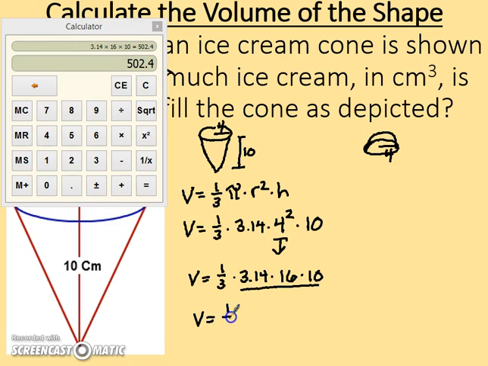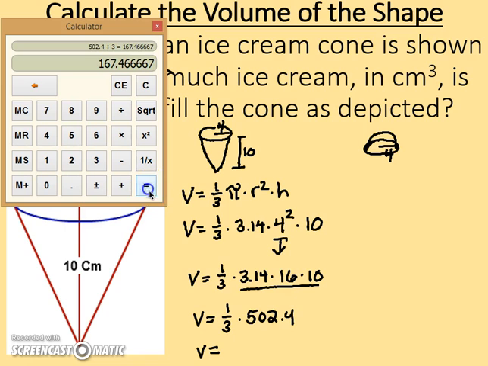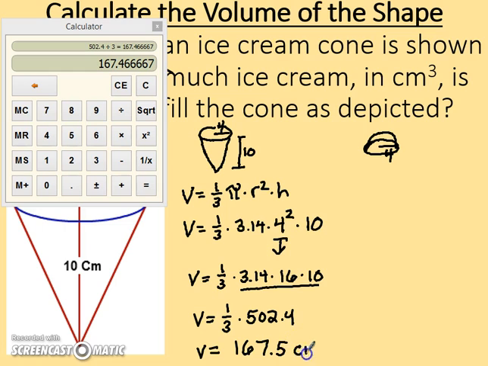So the volume is 1/3 of 502.4. So I'll take 502.4 and divide it by 3. So I get 167 and it rounds to 5 cubic centimeters, but that's just for the cone. Now, for the half sphere, I'm going to figure out what the volume of a whole sphere would be, and then I'll divide it by 2 at the end because I only have half of that. Well, to calculate the volume of a sphere, you have to do 4/3 pi radius cubed. But then remember, I'm going to have to divide it by 2 because I only have half a sphere.